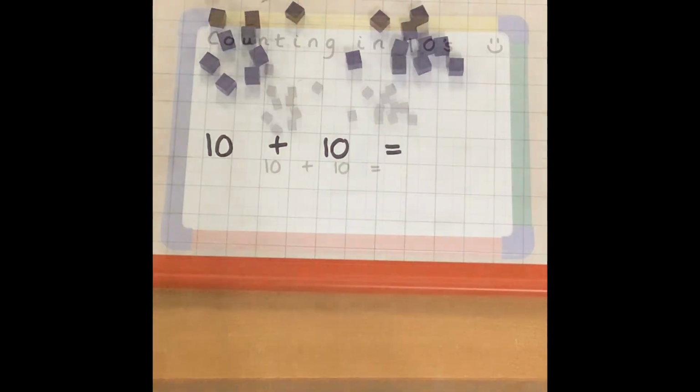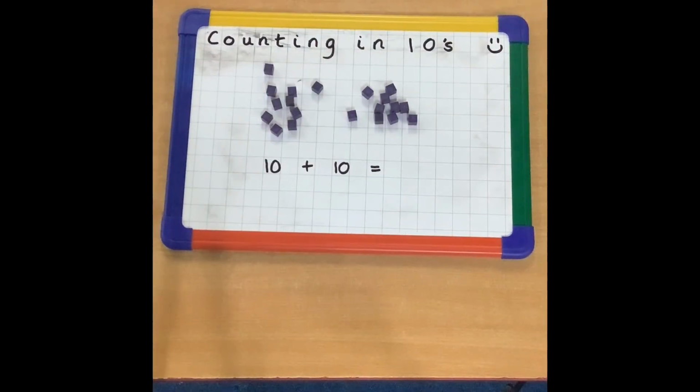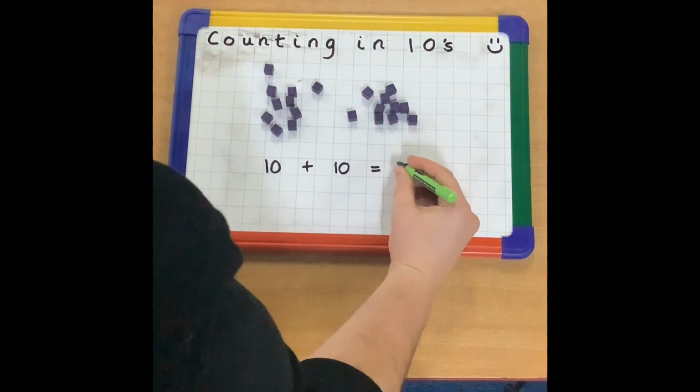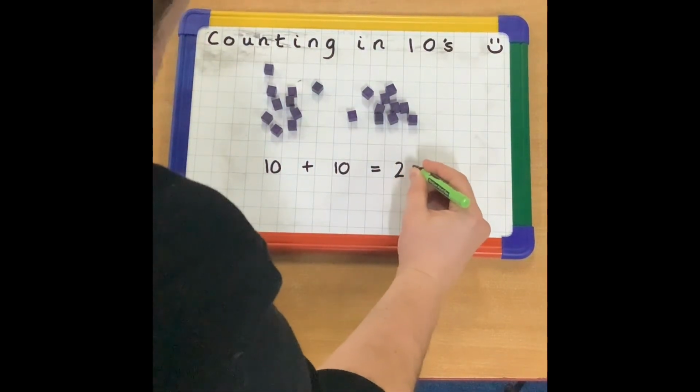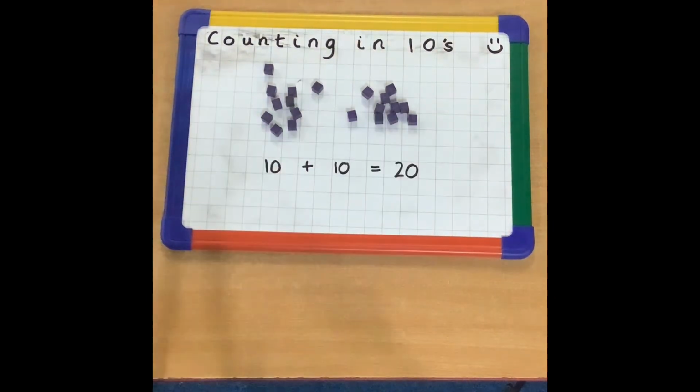2 lots of 10. Hopefully you've carefully counted, just like I have, and we've realised that 2 groups of 10, 2 lots of 10, 2 times 10 comes to 20.